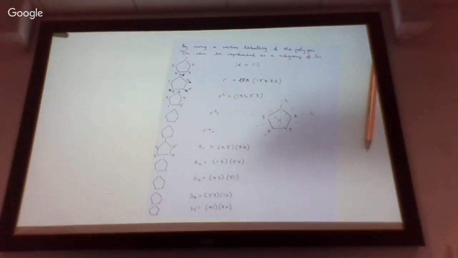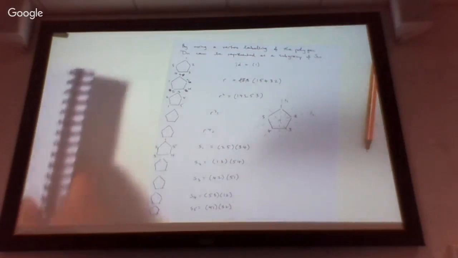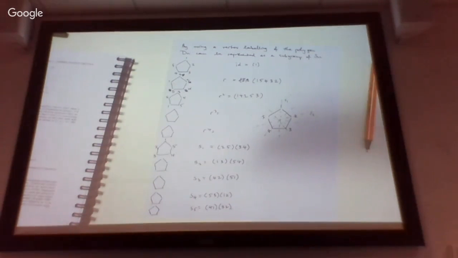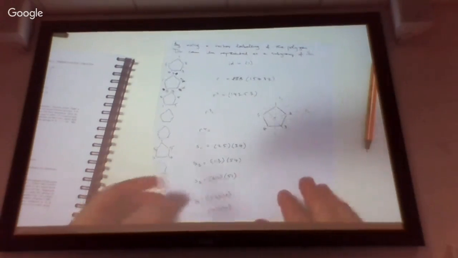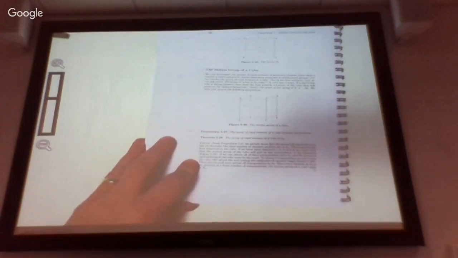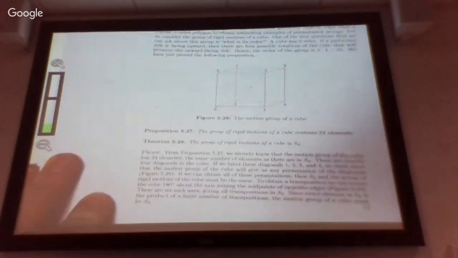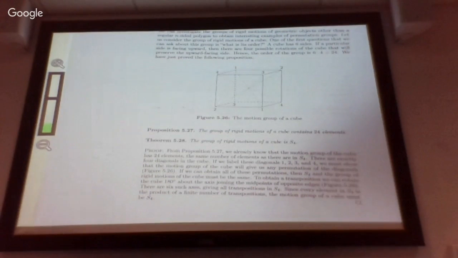So for that reason, we tend to only be interested in the rotational symmetries of a three-dimensional object. Often that's the case. And so in that example there on page 90, he's looking at a cube and examining what rotations there are. And you'll see, for instance, this labeling doesn't always have to be a vertex labeling. So again, the rotations of a three-dimensional object can be represented as permutations.